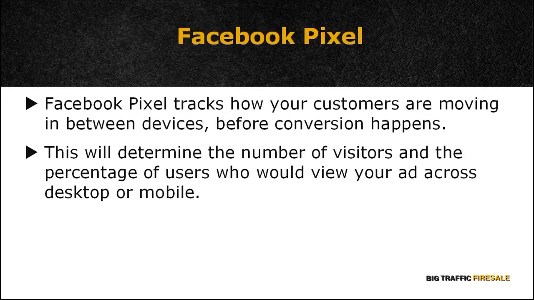Among the various interactions that Facebook Pixel is tracking is how your customers are moving between devices before conversion happens. This will determine the number of visitors and the percentage of users who would view your ad across desktop or mobile. Facebook Pixel will then optimize your ads to target people who are most likely to take action. Taking action is defined as either making a purchase or signing up for an application on the website.